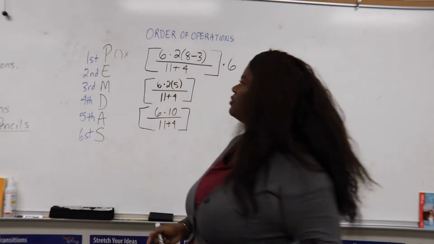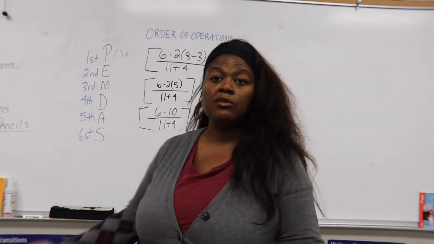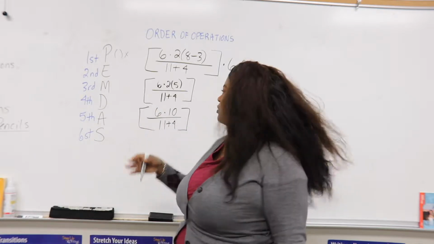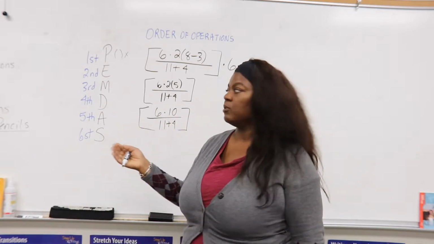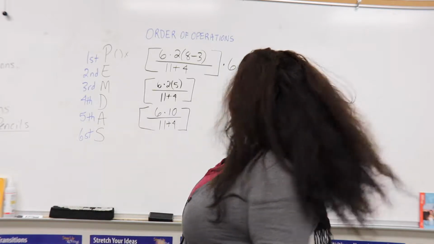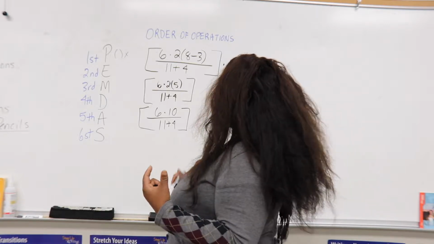All right, so now we go back to the P. We ask ourselves, do we have any parentheses? No, we don't. Do we have our second step, any exponents? We do not have exponents at this step. Do we have multiplication? We do. So the product of 6 and 10 is 60.